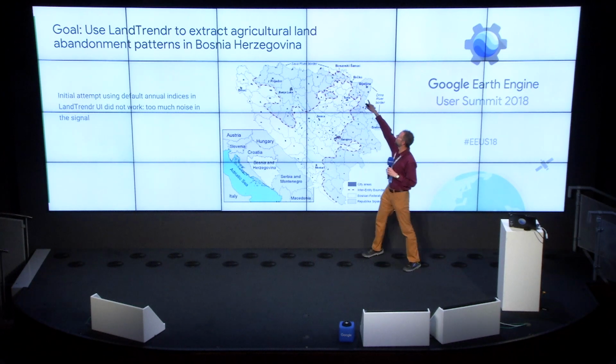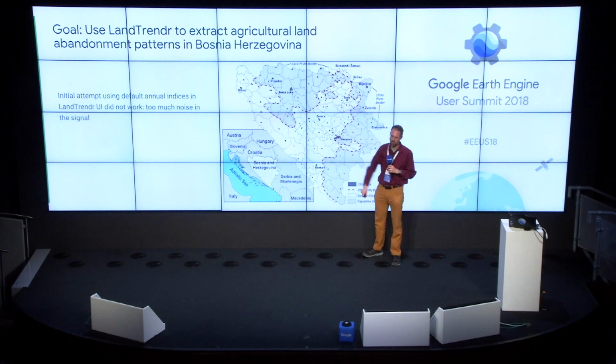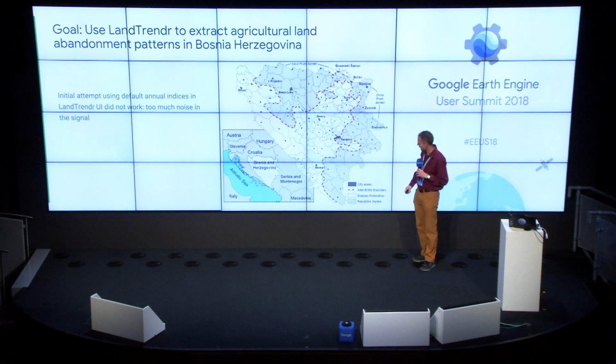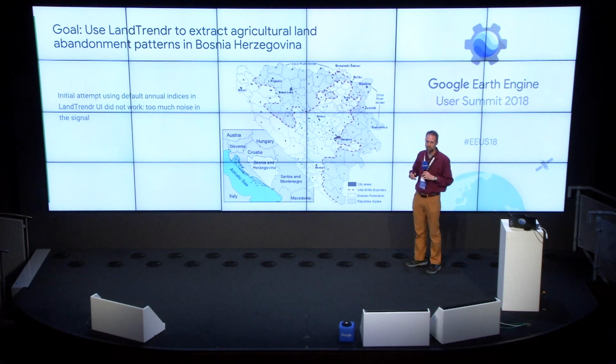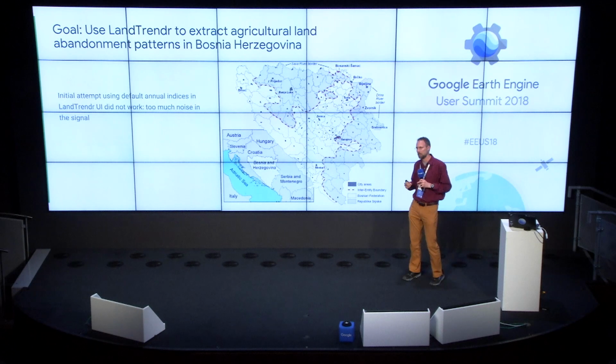This area, for instance, just west of Brčko, experienced heavy fighting along the inter-entity boundary. I'd done some research there 10 years ago, and I wanted to ask, what's going on now? What can we say about the land trend?